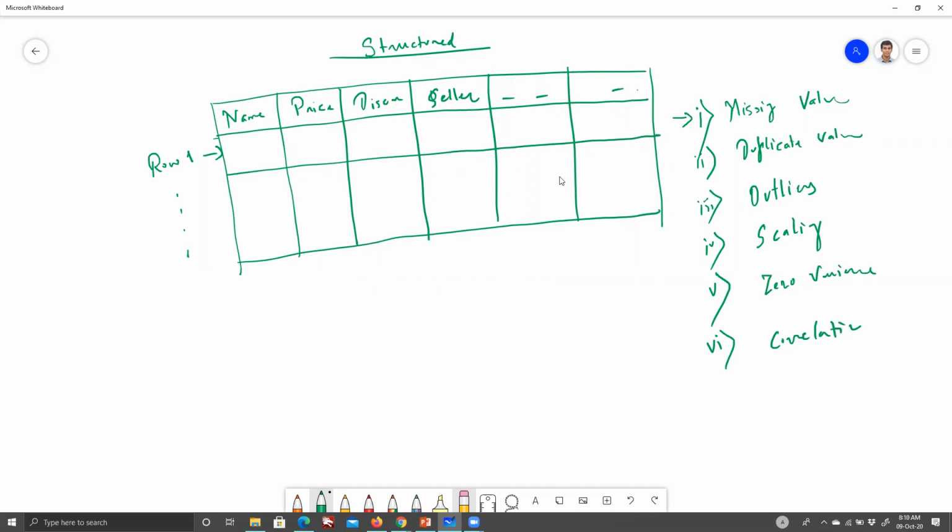You take care of missing values. You try to delete any duplicate values. You try to remove outliers ideally. You scale them based on, again, properties of data itself. You check for zero variance columns. You check for columns with high correlation. The idea is, and of course, there is a lot of feature selection technique that also goes in the whole process. So we will come to that a bit later.